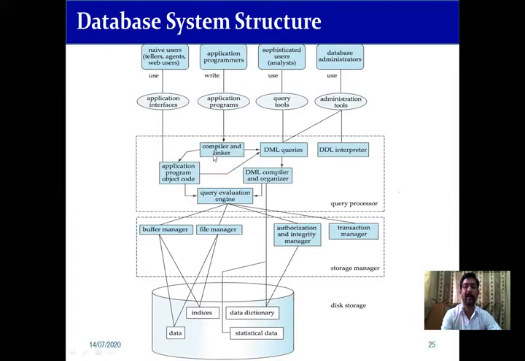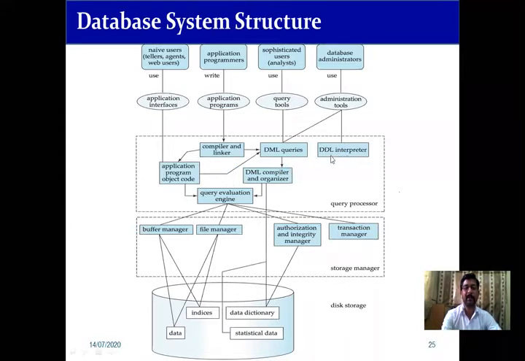Compiler and linker, just like in your programming language, that component is present. At the time of executing the code written in C or CPP, you are trying to compile that program. The same thing happens over there. Compiler and linker, because the application programs are written already and all these things need to be compiled and linked. And the next is the DDL interpreter.